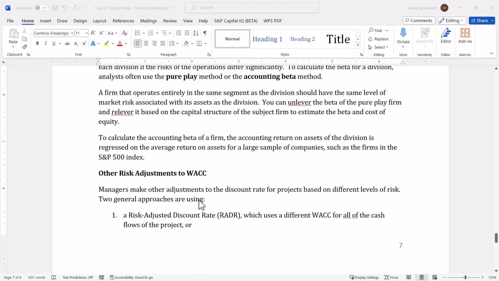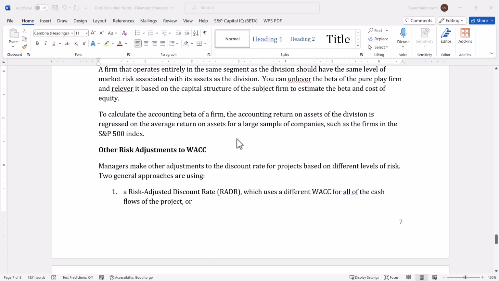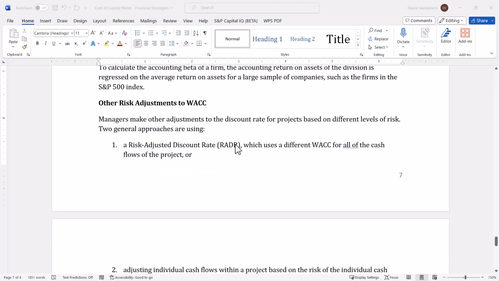Some other risk adjustments to the weighted average cost of capital. Managers make other adjustments to the discount rate for projects based on different levels of risk. There are two general approaches. One is using a risk-adjusted discount rate, also known as the RADR, which uses a different weighted average cost of capital for all of the cash flows of a project. Later on, when we take a look at capital budgeting, you're going to calculate the cash flows for a project. One way to evaluate a project, if it's riskier than most projects for a firm, is to use a different discount rate, a different cost of equity or weighted average cost of capital for the entire project.